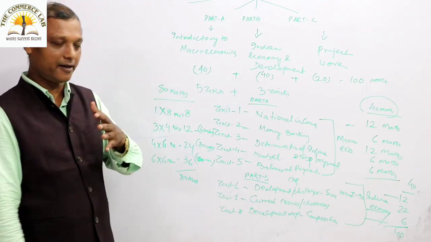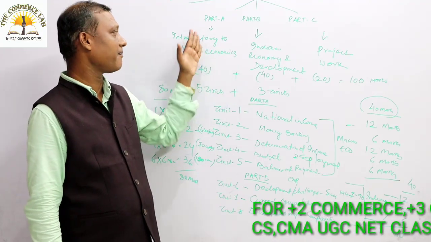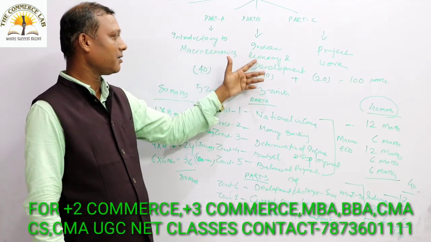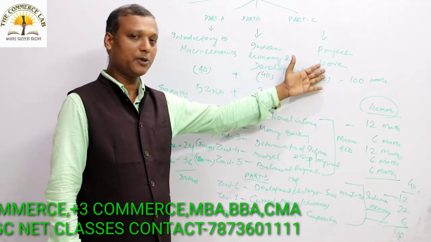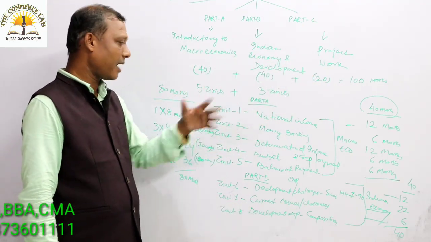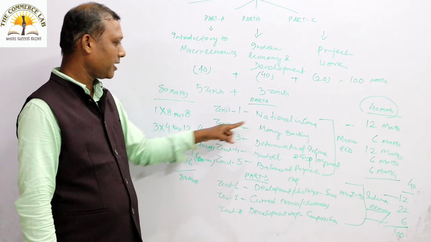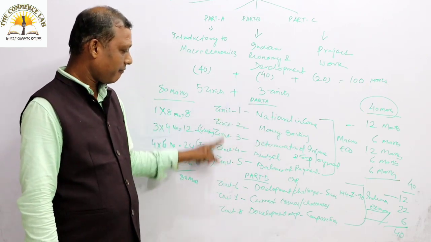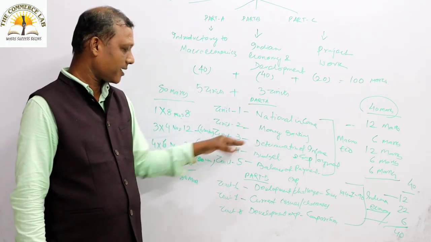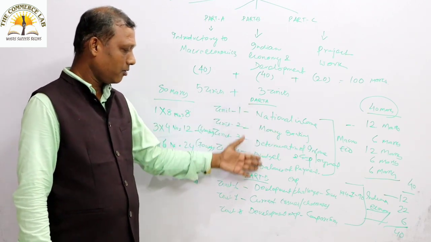Just a little revision. Your entire class 12 economics consists of 3 parts: part A, part B, part C. Part A deals with macroeconomics, 40 marks. Part B deals with Indian economy and development, 40 marks. Part C deals with project work, which will completely belong to your task, but we will also guide you in the course of time. Part A consists of 5 units, coming to 40 marks. Unit 1, 12 marks. Unit 2, 6 marks. Unit 3, 12 marks. Unit 4, 6 marks. Unit 5, 6 marks. 5 units, 40 marks. I told you the units.